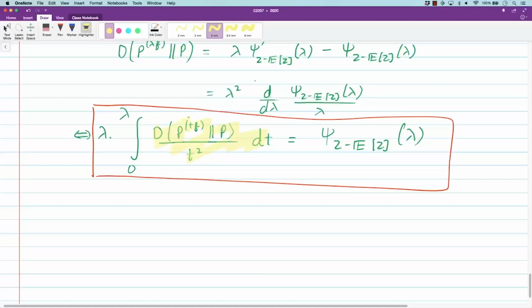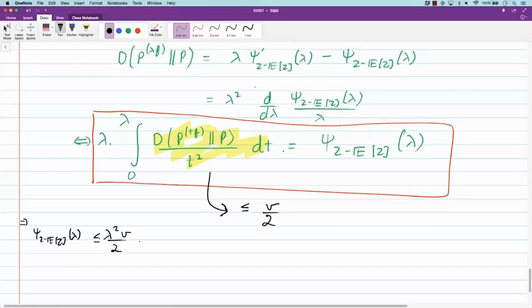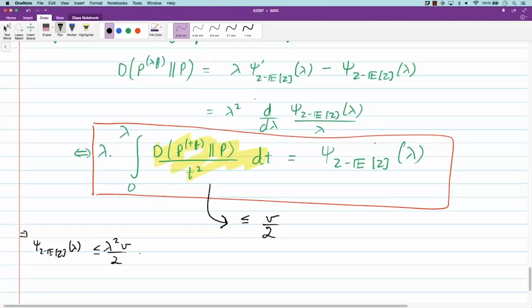Herbst's argument assumes that this term here is less than or equal to v by 2, and therefore this integral just becomes lambda square v by 2. This integral is less than or equal to lambda square v by 2. So the log moment generating function is less than or equal to lambda square v by 2. That's Herbst's argument. So to conclude, we have to establish this bound, and there is this very nice formula.